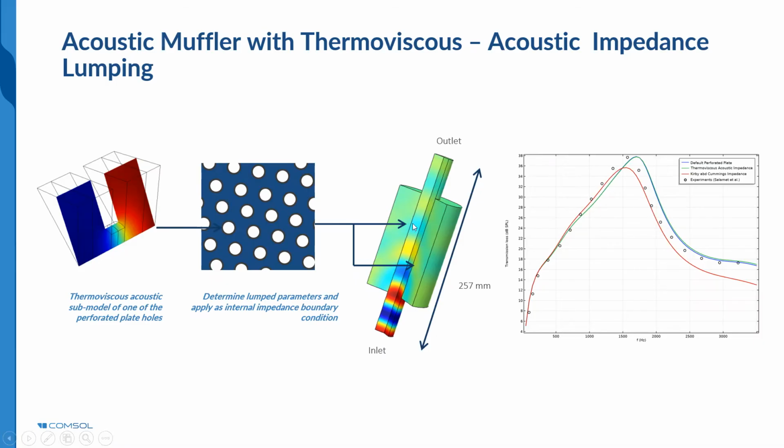So once you do that, you can find the transmission loss of a single hole, and then that can be used as the transmission loss of the perforated plate. This model is solved using both approaches: one using the default perforated plate model, which is shown in the blue color, and then the thermoviscous acoustics impedance, which is in the green color. They are matching quite well, and they are also compared with the experimental results.